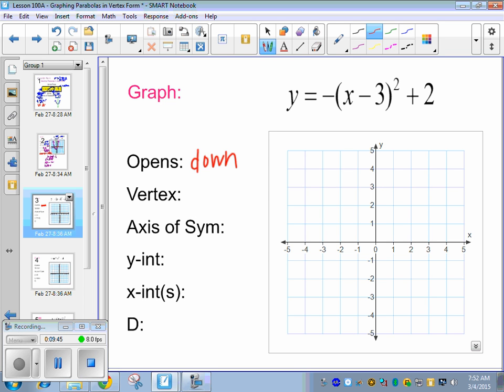Kevin, what do you think the vertex is? It goes up 3. Or not, or across 3. There we go. So if it's inside the parentheses, it's right or left. And this one's minus, so we do the opposite. So it's right 3. And then plus and up 2. Okay? So that means we have a vertex of positive 3, 2. So it's always opposite here, same here. So let's go ahead and draw our graph. We have 3, 2, and we have a vertex.